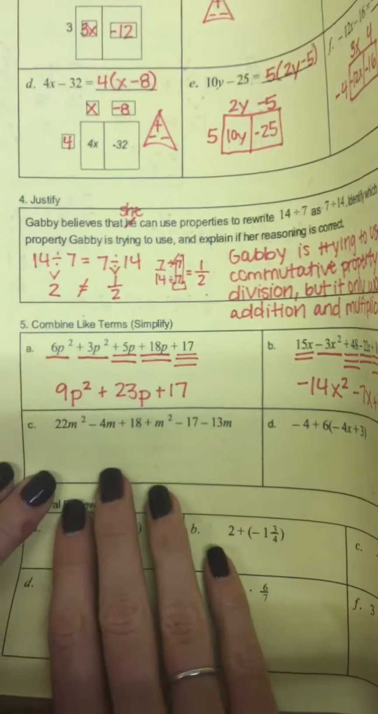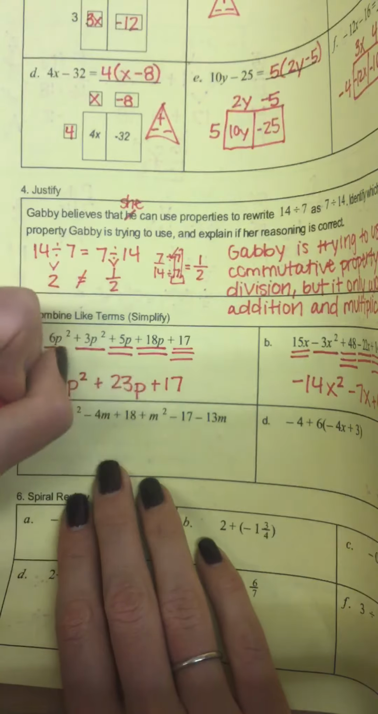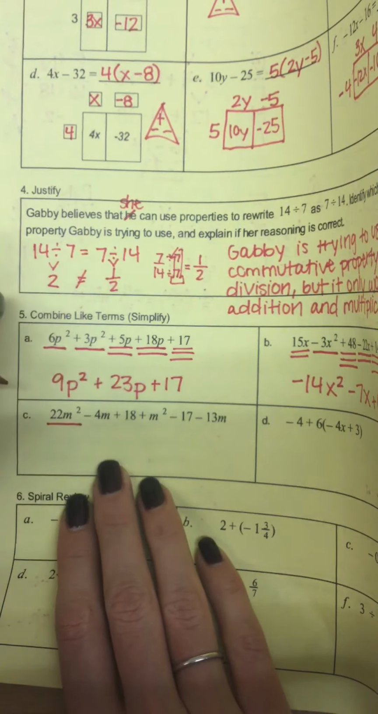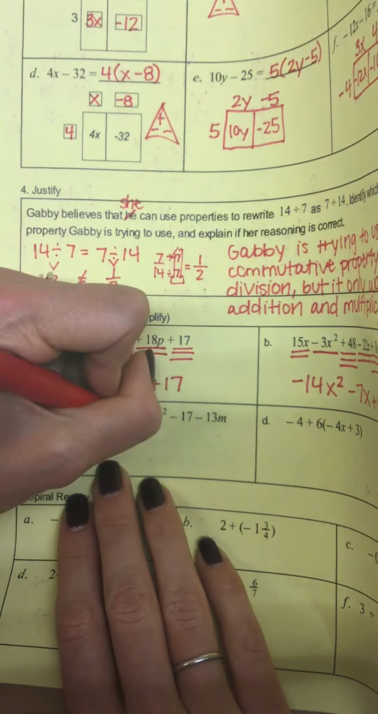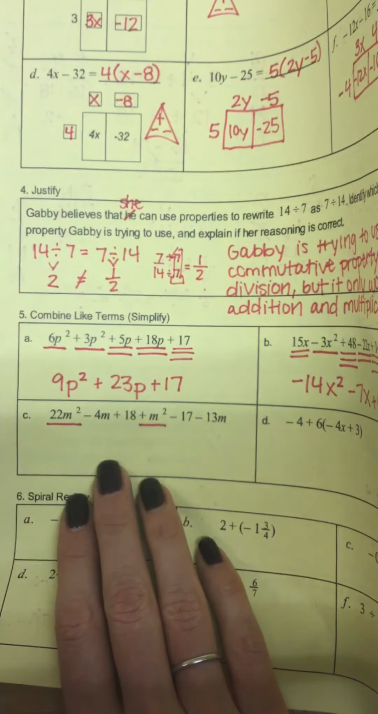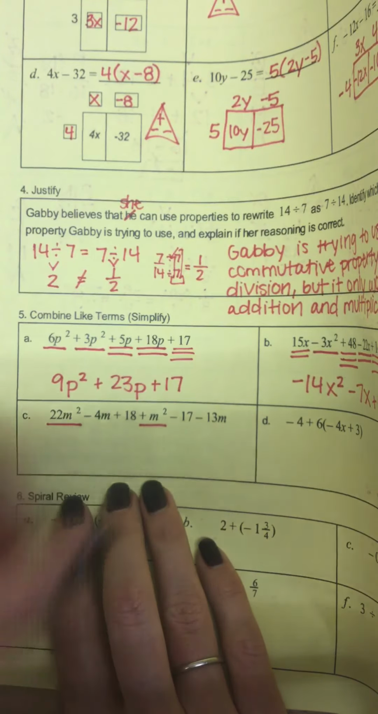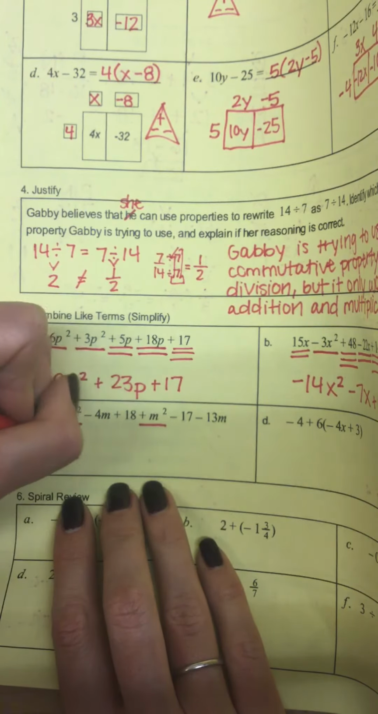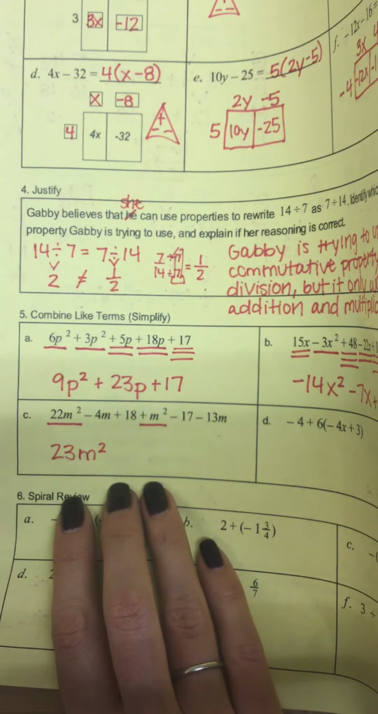Problem C. Again, I'm going to start with my squared term. So I have 22m squared plus 1 more m squared. Remember that there's a hidden 1 here. There's just 1 more m squared. So 22 plus 1 is 23m squared. Next, I'm going to look at my m's.